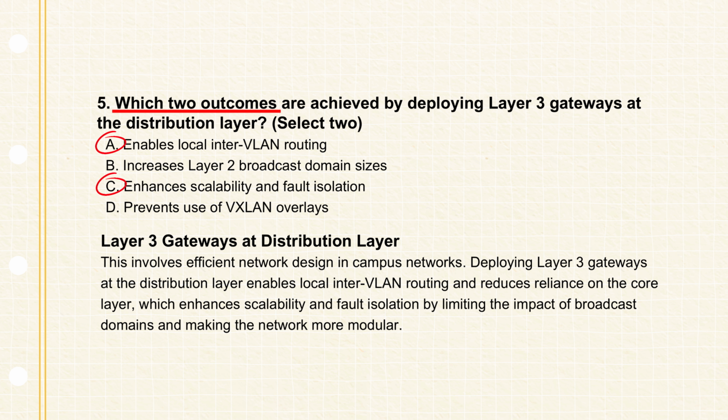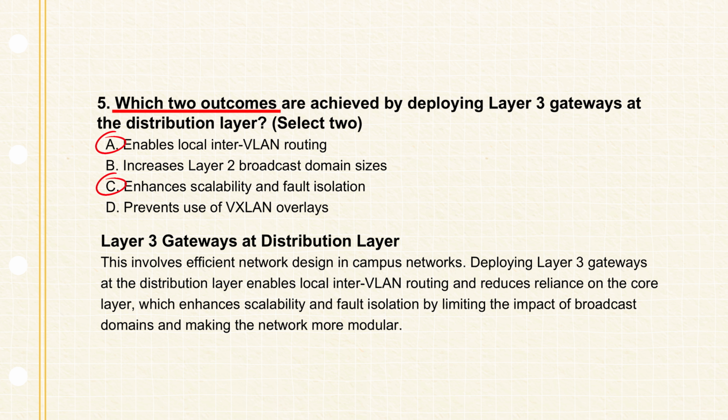Okay, and how does that connect to the second point, enhancing scalability and fault isolation? By pushing that layer 3 boundary closer to the users, you effectively shrink the size of the layer 2 broadcast domains. Each distribution block becomes its own routing domain, largely independent. Right. Smaller broadcast domains are generally good, less chatter. Less broadcast chatter, yes, which improves overall efficiency and helps the network scale better.